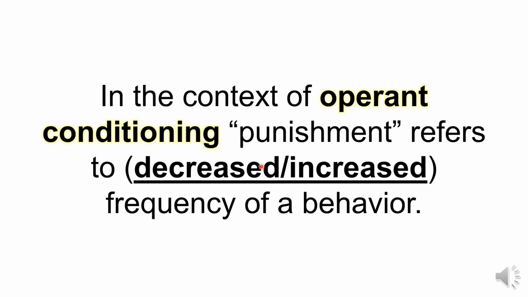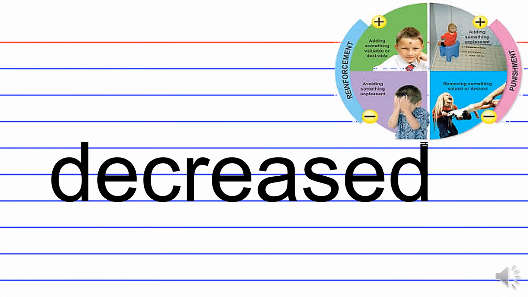In the context of operant conditioning, punishment refers to decrease or increase frequency of a behavior. So what is punishment? That would be decrease frequency of behavior. So here we see punishment occurring in this photo as well as here.